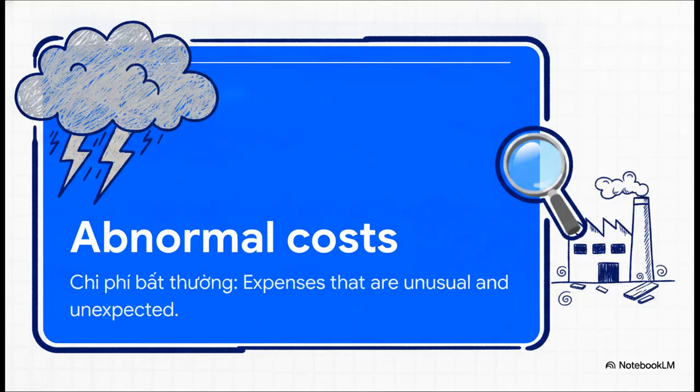Okay, we all know surprises happen in business, right? You've got to know how to label them. That brings us to abnormal costs. These are business expenses that are highly unusual and completely unexpected, like having to repair your factory after a sudden storm.